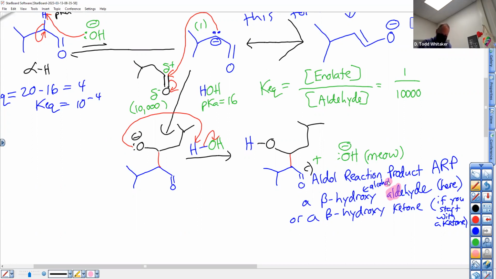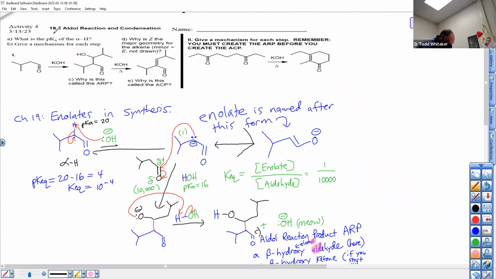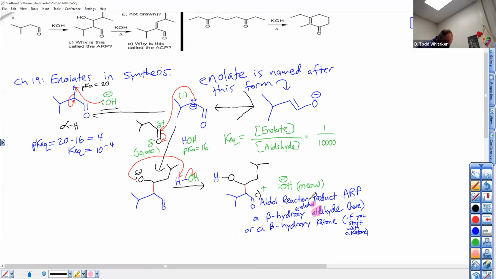Okay. Let's take a look back and see what questions we didn't answer yet. What is the pKa of the alpha H? 20. Give a mechanism for each step. Yeah, we're doing it. Why is this called the ARP? Yes. It's the aldol reaction product. And when you react, you get a beta hydroxy aldehyde or ketone, and they're called aldol products. And then we're going to make this thing into that thing way up there.